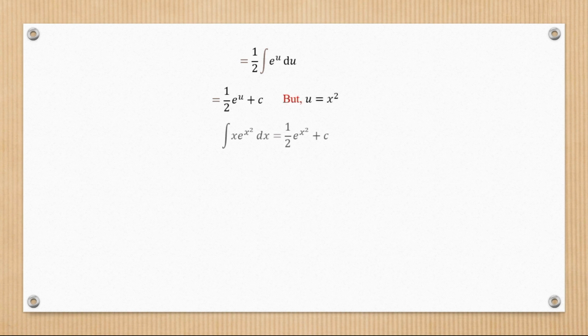But u is x squared, so we'll have the integral of x times e to the power x squared dx, which should actually be equal to a half e to the power x squared plus c. So therefore, if we take that back, we'll have y over x being equal to a half e to the power x squared plus c, and that is our answer.